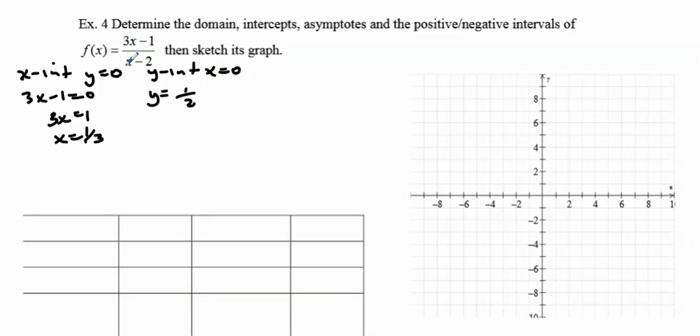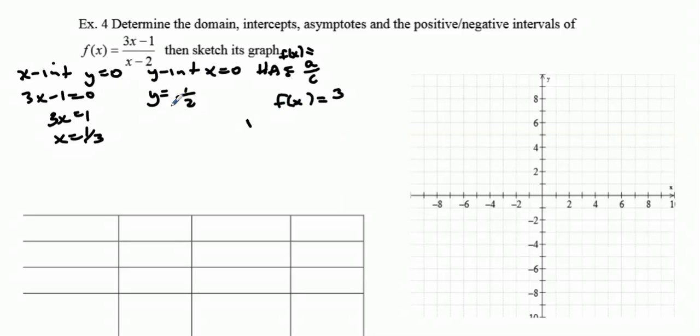So x-intercept, y-intercept, asymptotes, so we'll just do the horizontal asymptote. Remember, the horizontal asymptote is the coefficients of the x's, so that's going to be a over c. The horizontal asymptote is y equals, we would use f of x equals a over c. So f of x is equal to 3 over 1, which is just 3.